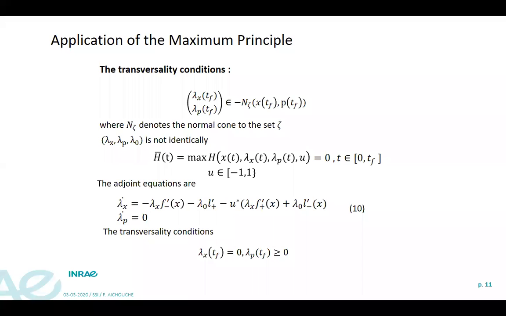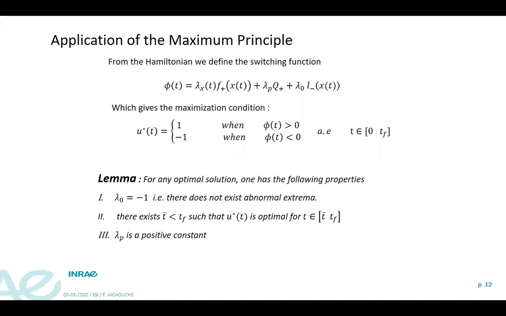The transversality condition belongs to minus of the normal to set xe. Moreover, the vector lambda p, lambda x, and lambda 0 is not identically nil and has the maximum of Hamiltonian h bar. The adjoint equation is given by 10. And finally, the transversality condition: lambda x of tf equal to 0 and lambda p of tf superior or equal to 0. So we now define the switching function phi, which gives the following maximization condition for E star.